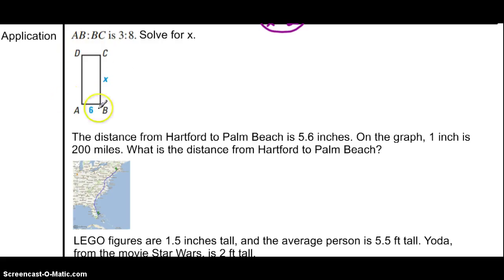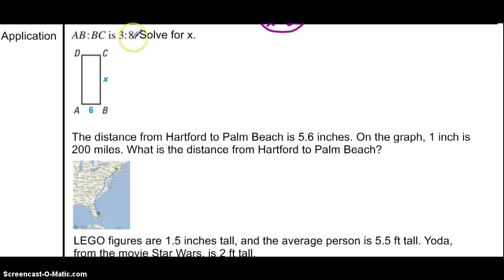All right, taking a look at the first one. The most important thing about these kinds of problems is to consider what two quantities, what two values are being related to each other. So let's take a look and I'll show you what I mean. The first problem says the ratio of AB to BC is 3 to 8.